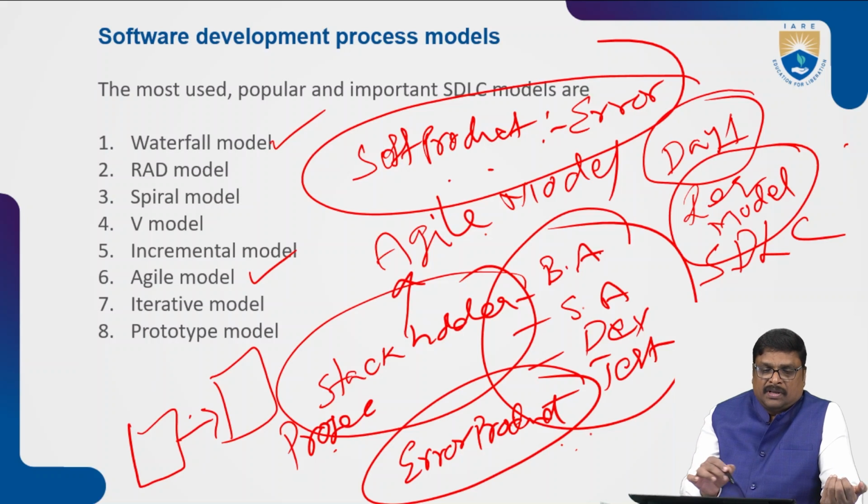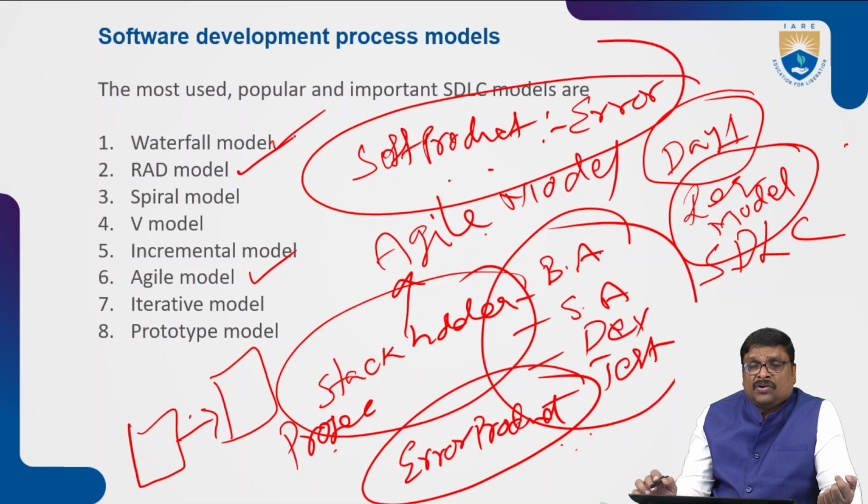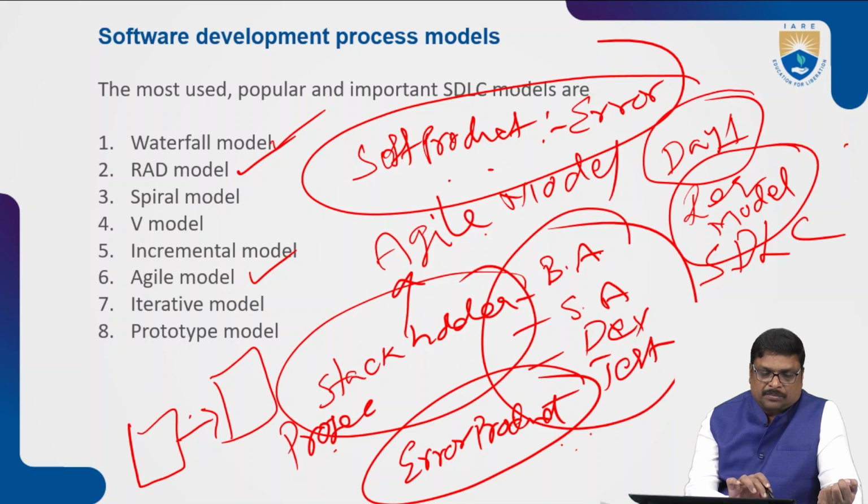For example, the RAD model. In what situations do we recommend the RAD model? For example, when the development time is very short.